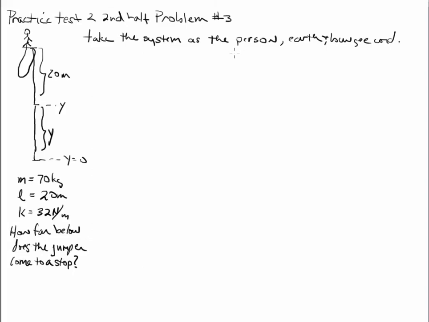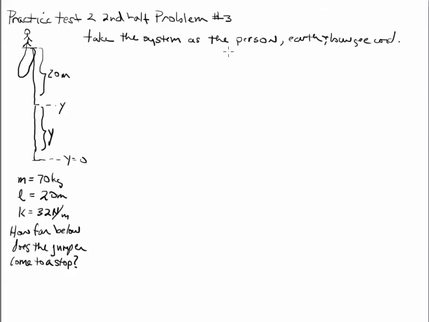Okay, we're going to be looking at practice test 2, second half, problem number 3. We have a bungee jumper. He's going to jump from a ledge. The bungee cord unstretched length is 20 meters. And we're asking the question, how far below does the jumper come to a stop?